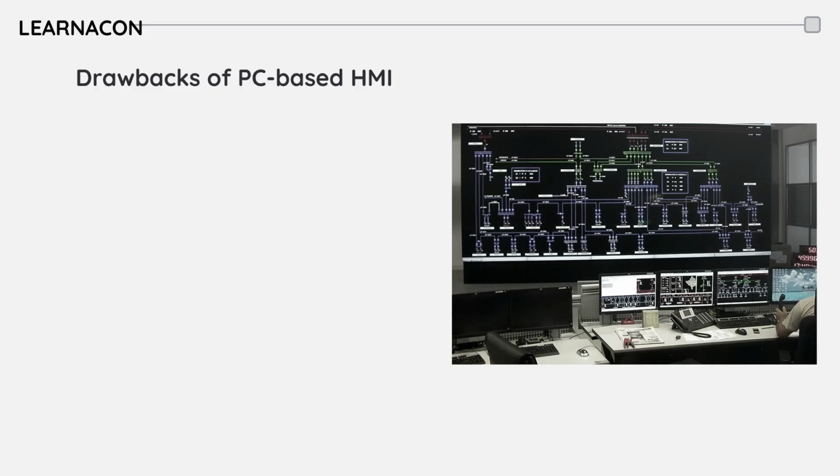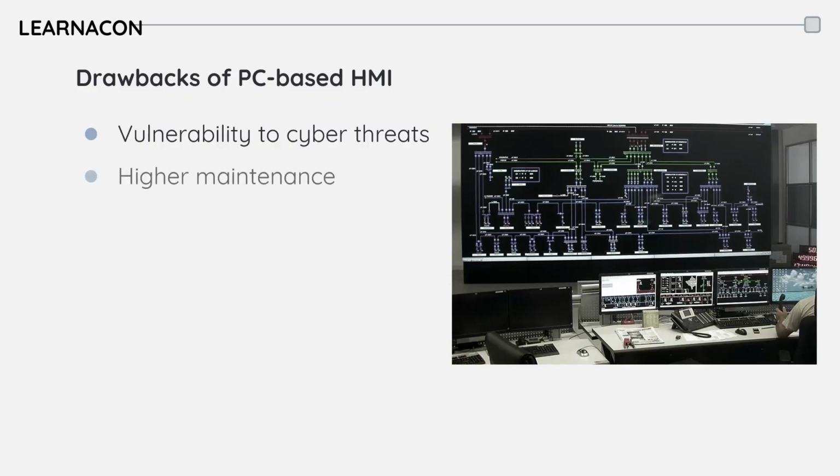So far, I talked about the pros. However, PC-based HMIs do have some drawbacks. They can be vulnerable to cyber threats because they rely on a general-purpose operating system, which may not be as secure as dedicated systems. They also require higher maintenance and technical expertise for software and hardware updates, which can be a challenge. Lastly, performance issues may arise if the PC hardware is outdated or lacks the power to handle demanding applications, potentially affecting reliability.